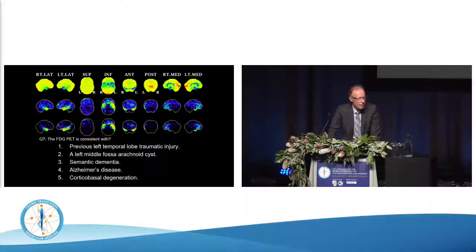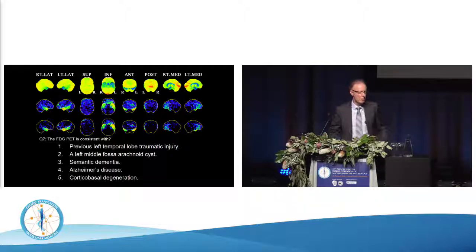A left middle fossa arachnoid cyst. This is a benign finding on MRI scans or CT scans. It's a unilateral finding where it displaces the anterior temporal lobe, but you can see it quite clearly on the MRI. Is this consistent with semantic dementia? Yes. Correct. Is this Alzheimer's disease?